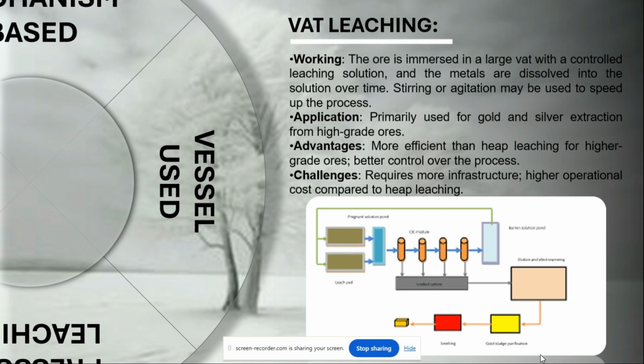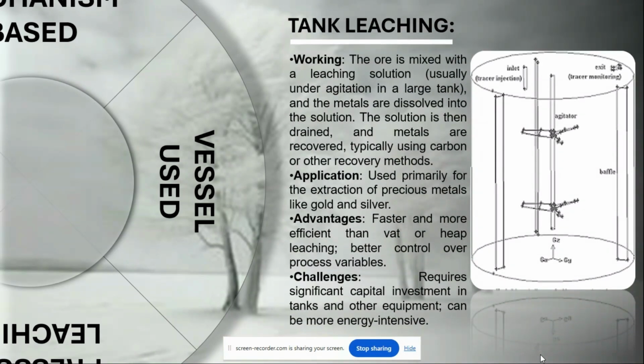extremely valuable materials. Based on vessel being used, another type of leaching is tank leaching. In tank leaching, the ore is mixed with a leaching solution, usually under agitation in a large tank, and the metals are dissolved into the solution. The solution is then drained and the metals are recovered, typically using carbon or any other recovery agent.